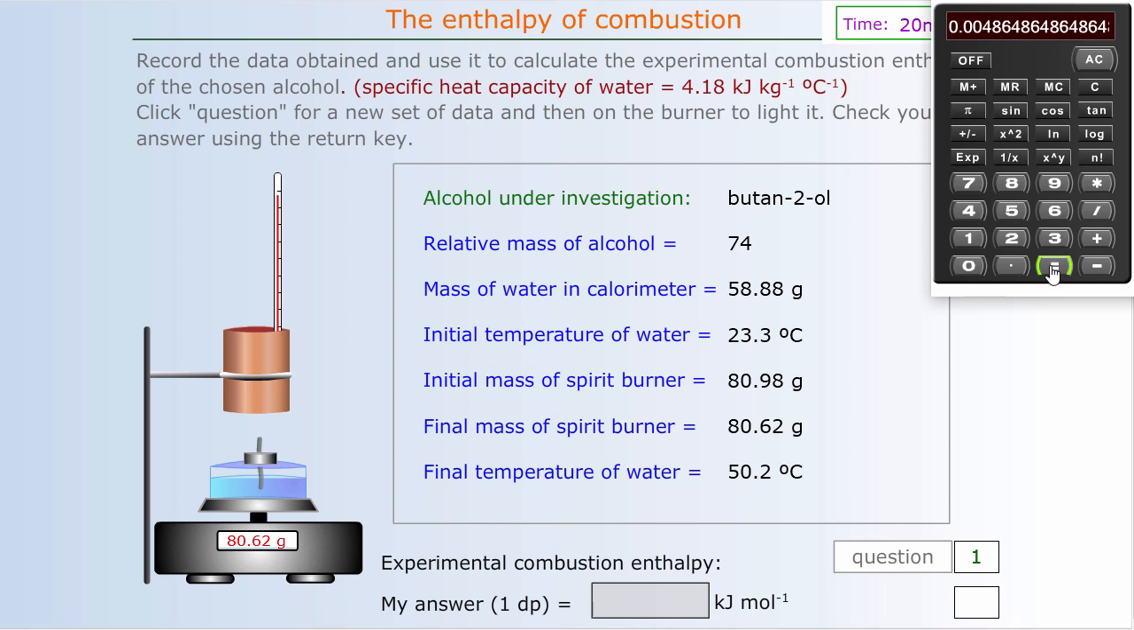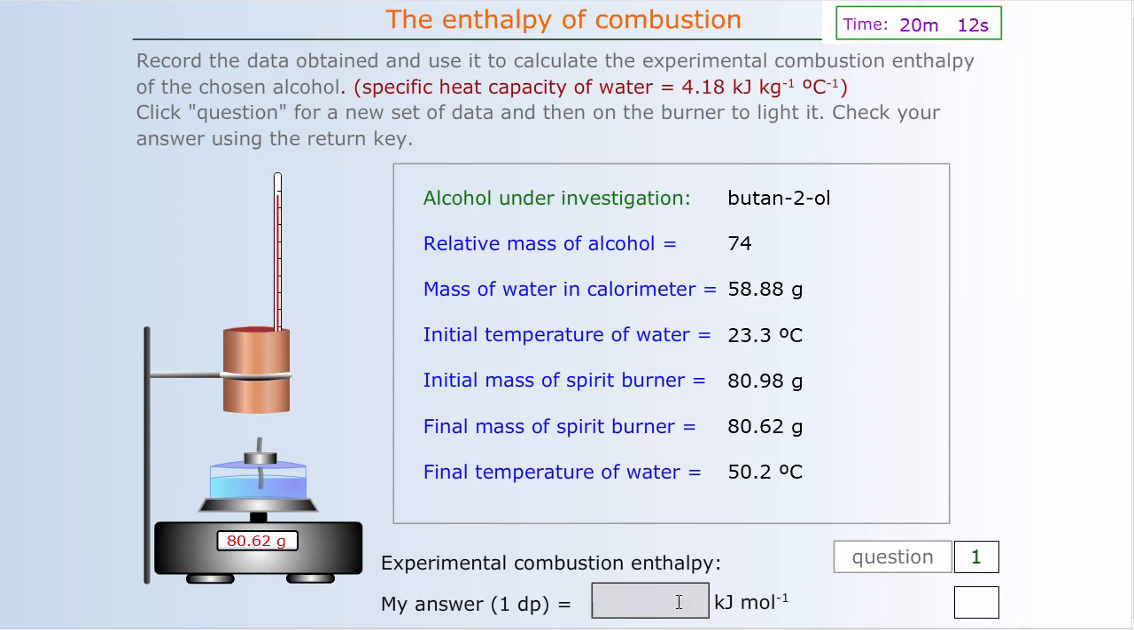0.00486 to 3 significant figures. Now we need to multiply our memory recall by this number. Alternatively, we could multiply it by the reciprocal of this number. So we'll take the reciprocal of this number and then multiply it by memory recall to give us our answer, 1360. So we'll enter our number 1360.